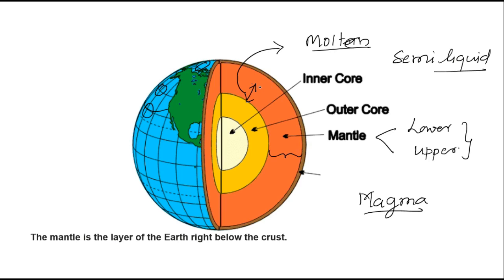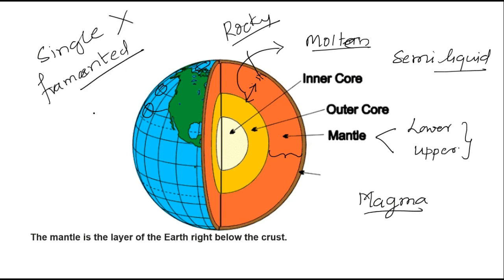Now as you go to the upper mantle, okay, the matter becomes solid, and it solidifies more there, right? And that becomes totally rocky. But it is not a single rock. It's fragmented. And what do you mean by fragmented? It is broken. It is there in terms of pieces all over.